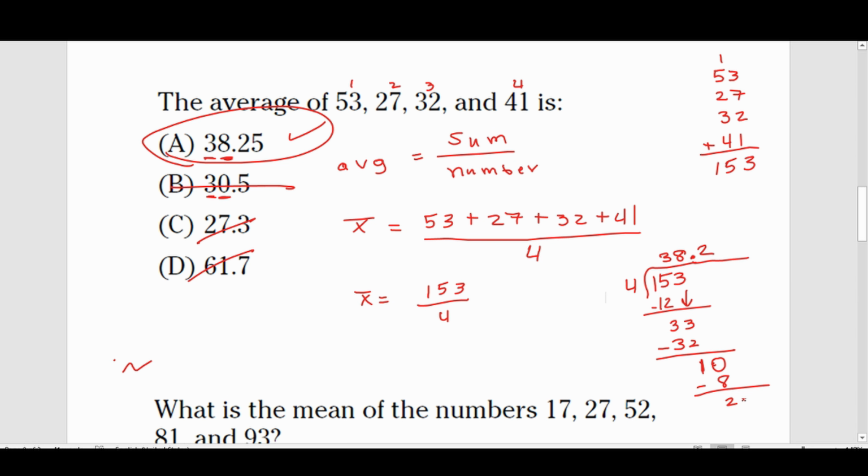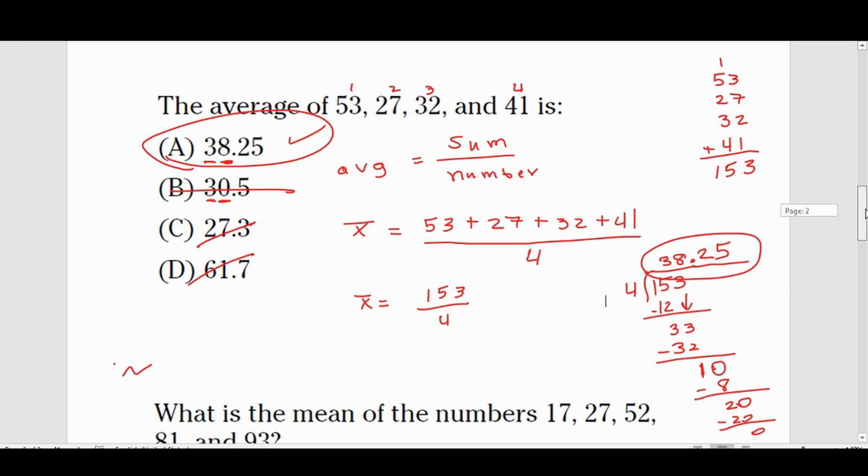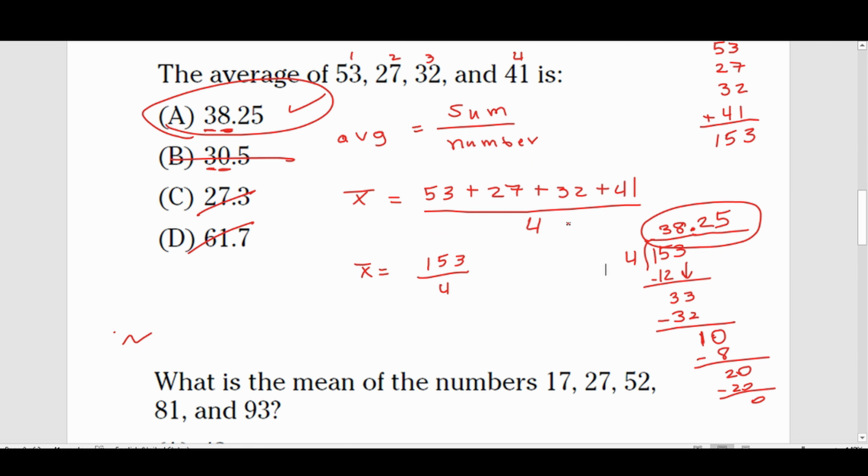4 doesn't go into 2, so we have to add a 0. 4 goes into 20 5 times, and 4 times 5 is 20, so we know there's no remainder. So we can see right here that the answer, of course, is 3825. Again, finding the average is fairly simple, but it does require you to rely on arithmetic, namely your ability to add numbers as well as do long division.